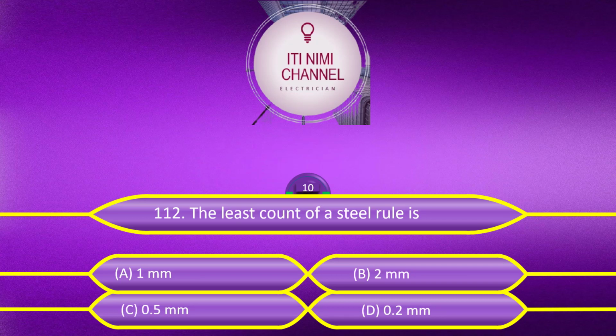The least count of a steel rule is option A, 1 mm, option B, 2 mm, option C, 0.5 mm, option D, 0.2 mm. The answer is option C, 0.5 mm.